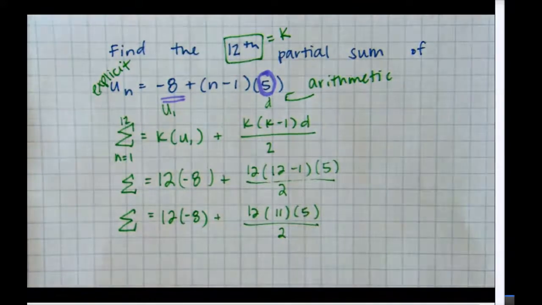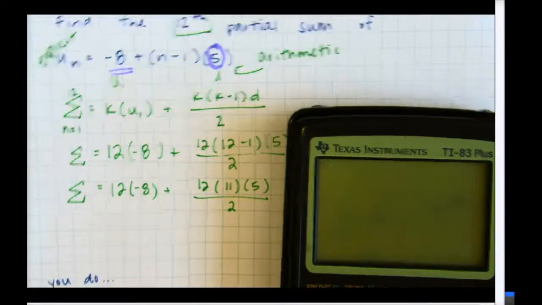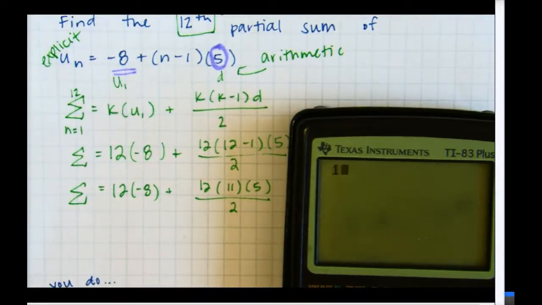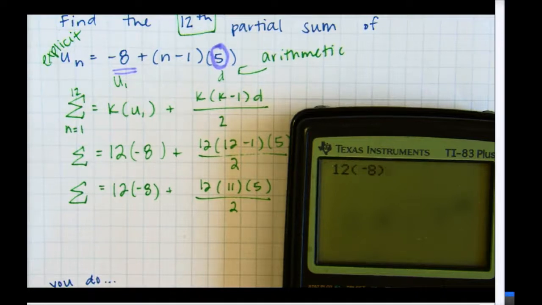While you're solving this, you're more than welcome to use your calculator. I'm going to go grab mine, and we're going to type this all in. So I'm going to have 12 times negative 8 plus, and this is how you're going to enter it into your graphing calculator. If you're working on a non-graphing calculator, that's okay. Just know that I'll make you practice with this tomorrow.